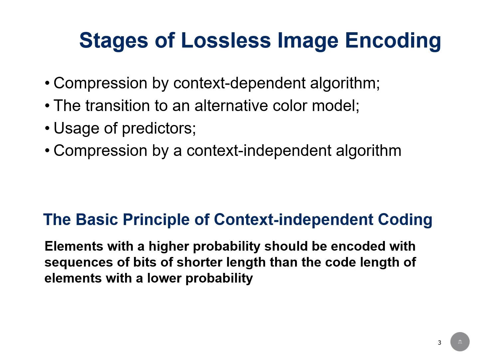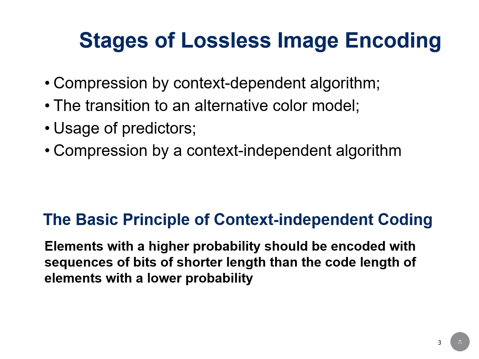It's common knowledge that the more types of redundancies are processed by the graphic format, the more effective the compression is. But in the process of lossless compression, information is not lost. That's why the first type of redundancy is not reduced. Therefore, lossless image compression in archivers or graphic formats most often contains four main stages: compression by context-dependent algorithm, the transition to an alternative color model, usage of predictors, and compression by a context-independent algorithm.